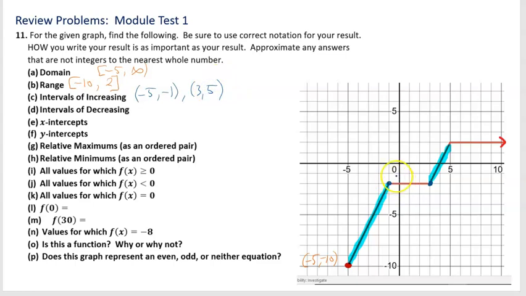So again, if you need help labeling, this point right here is -1, -2. This point right here is 3, -2. And this point right here is 5, 2. So we went from -5 to -1, and then we went from 3 to 5. And your left number should always be smaller than your right number.